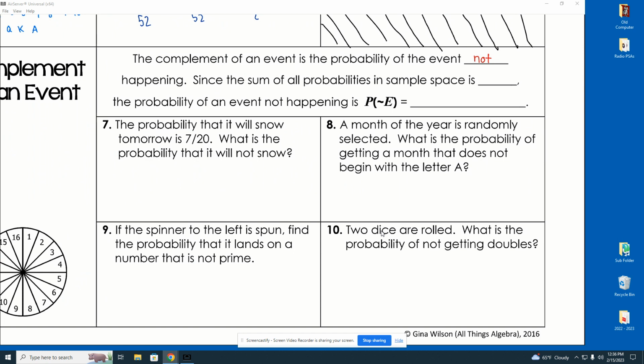And what did I say the most you could get in probability? 100%. 100% as a decimal is 1. So the probability of not E is 1 minus the probability of E.